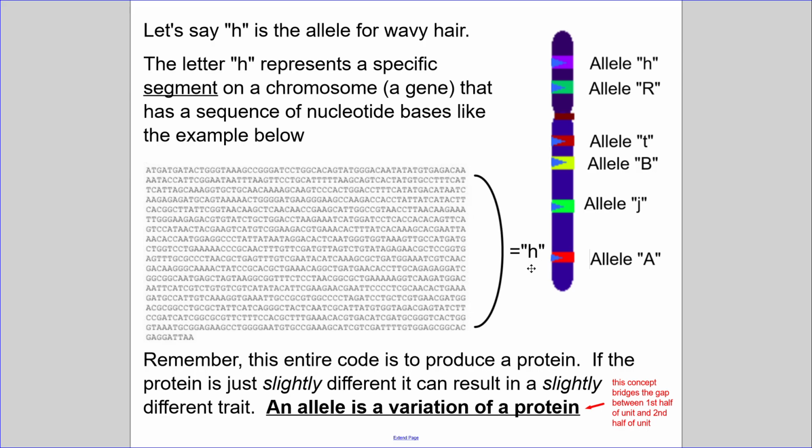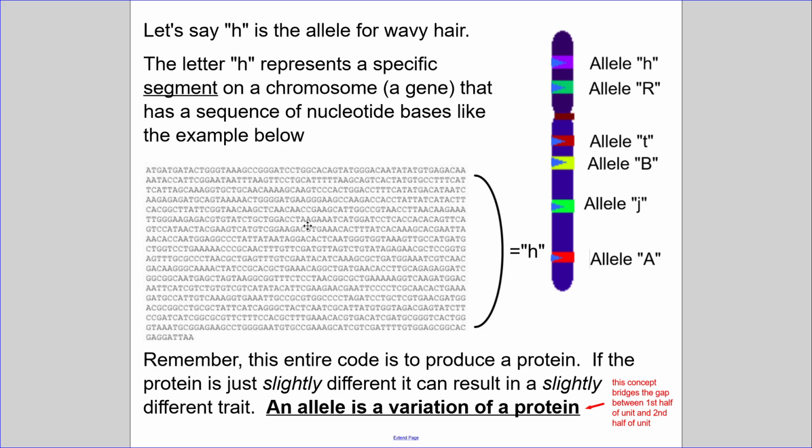So let's say this little lowercase h represents the allele for wavy hair. That letter h represents a specific segment on the chromosome right here, this little purple band, and it has a sequence of nucleotides that looks like this. It's a huge sequence. So just try not to forget about that. We're going to leave behind the world of the A's, the T's, the C's, and G's, and the world of very small molecules.